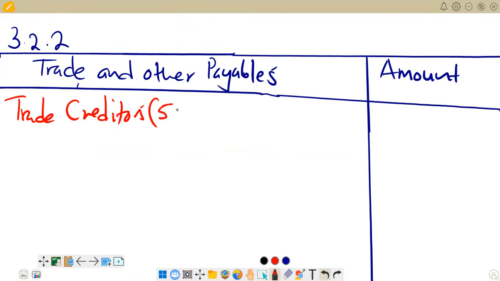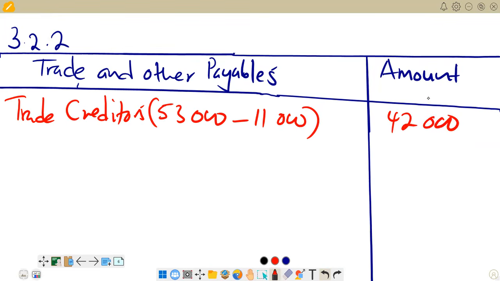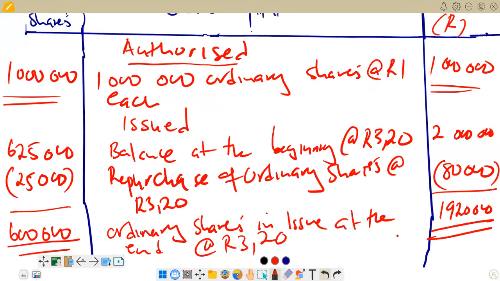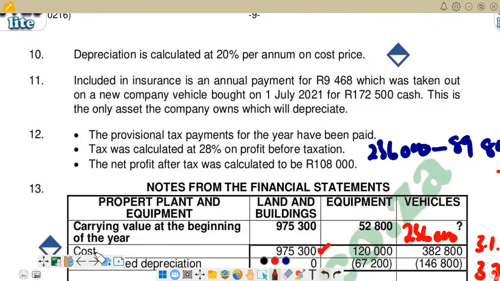And it's pre-entered as 53,000. And then we are going to subtract 11,000 for the returns. And then we get a net figure of 42,000. Then we are also going to look for other payables that we might find in the question. We can check there.